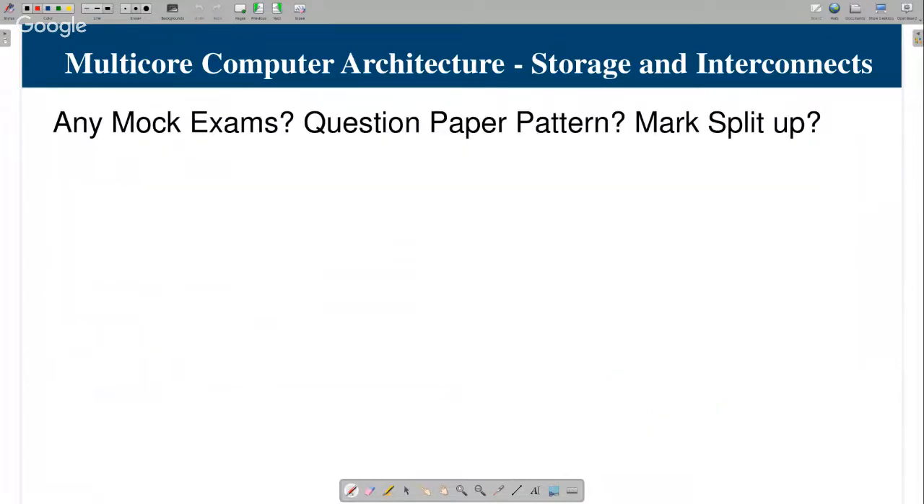There were a few general questions, since some of you are seriously preparing for the exams. Is there any pattern for mock exams? Any mock exams, any question paper pattern, any mark split up? To be fair to all our candidates, we are not going to put up any mock exams. But if you go through the weekly quizzes, you will get almost a fair idea of what kind of questions are going to come.